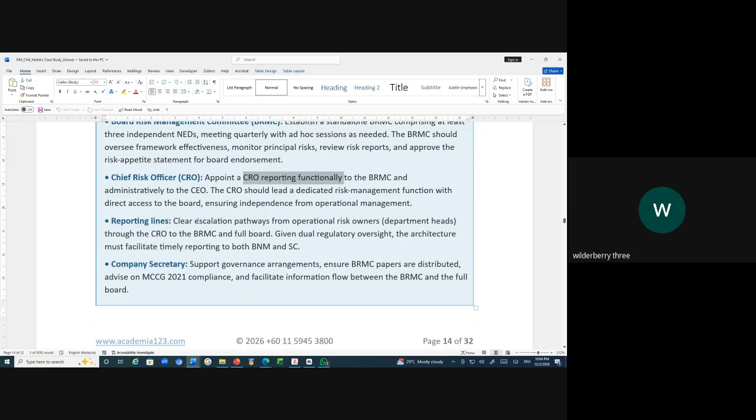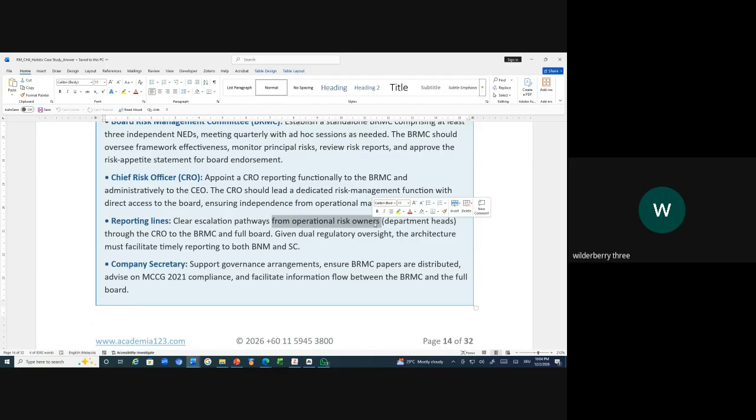Reporting lines: clear escalation pathways from operational risk owners. Operational risk owners are always at a department level. Usually the operational risk owner is nominated by the department head. Whoever leads the department is also the risk owner of all risks relevant to his or her department. And then, of course, it must be aligned with or reported to the Chief Risk Officer and to the committee.